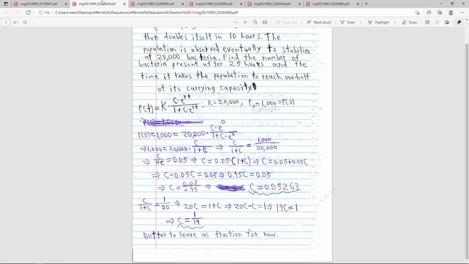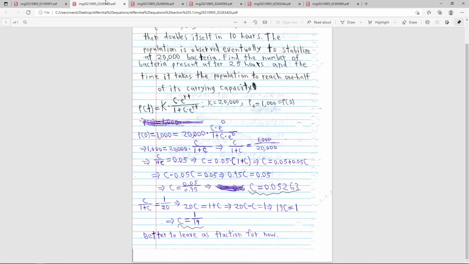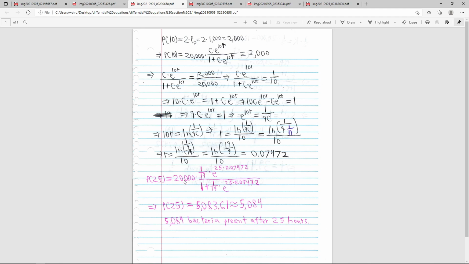And it's not asking for reproductive rate, so it doesn't matter. But we need it to find the questions. So we find after 25 hours the number of bacteria. P of 25 equals 20,000 times 1 divided by 19 times e raised to the 25 times r. You basically plug in everything including t equals 25 since it's P of 25 and solve in a calculator this complicated expression. And you get 5,083.61, which is about 5,084. So 5,084 bacteria present after 25 hours.